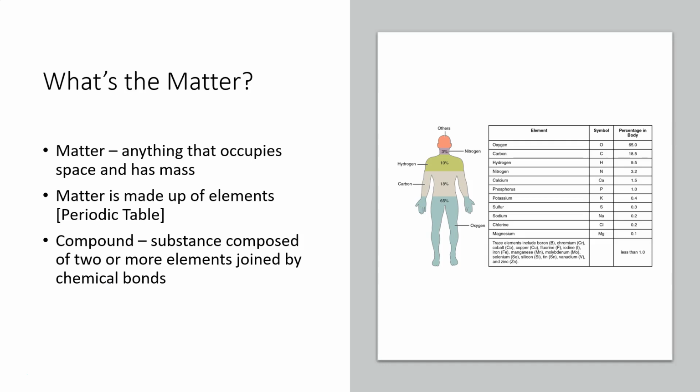Matter is the substance of our universe, from the smallest grain of sand to a star you see in the night sky. Matter is made up of elements, and you see these listed on the periodic table. And the most abundant elements in the human body include oxygen, carbon, hydrogen, and nitrogen.